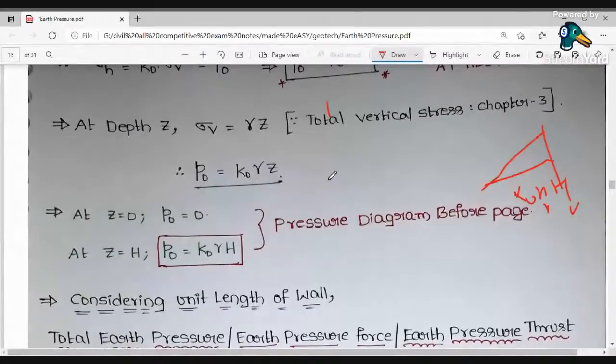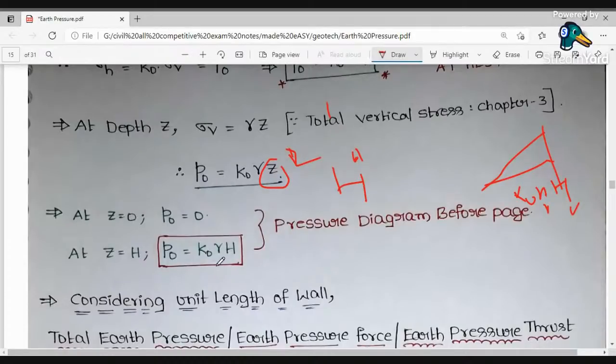So we can say that the distribution is linear, since Z will always have power 1. That's why we can say it is a linear distribution. If there were Z squared, then we could say that this is a square or parabolic distribution. But here since it is only one term Z or H, that's why it is a linear distribution.